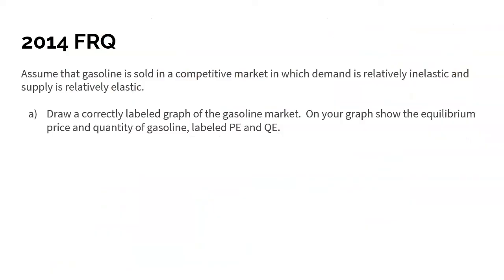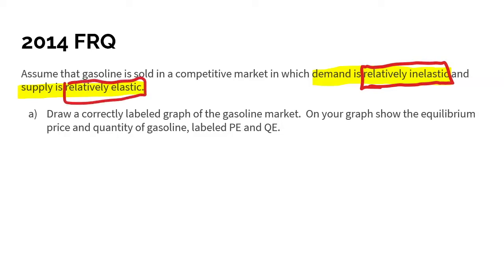All right, so the last question is going to be an FRQ. So for this FRQ, let's read the initial question here. Assume that gasoline is sold in a competitive market in which demand is relatively inelastic and supply is relatively elastic. So I wonder if you guys got that. Demand is relatively inelastic and supply is relatively elastic.